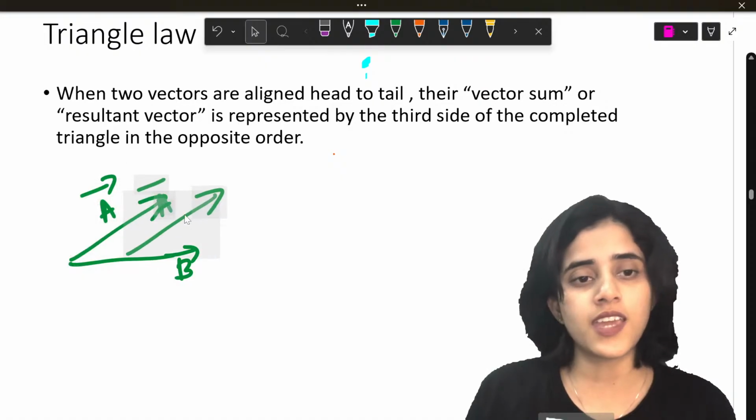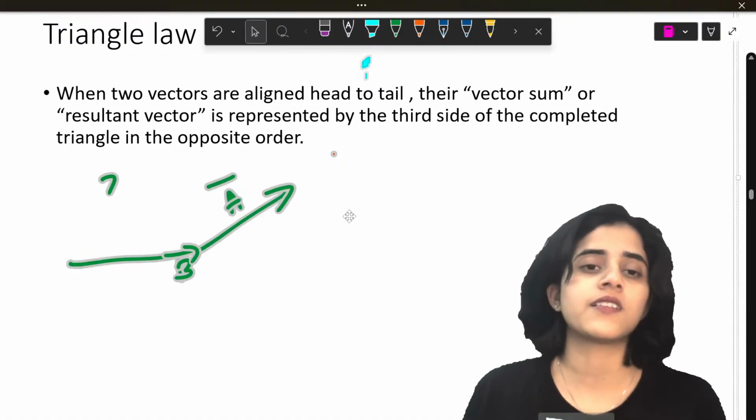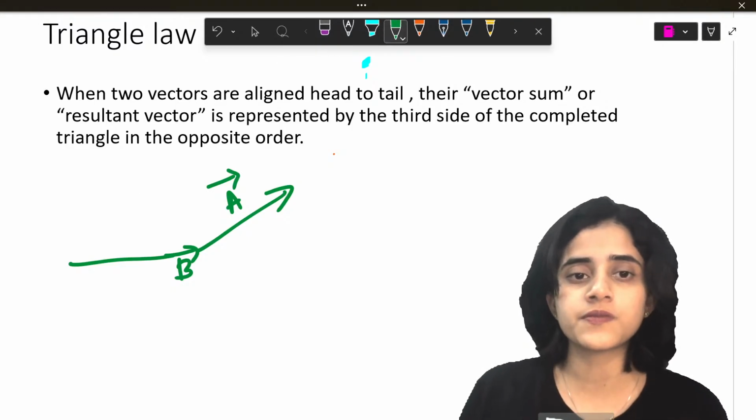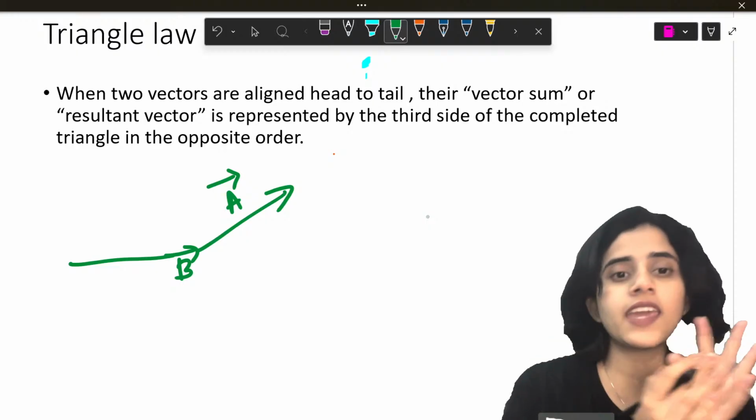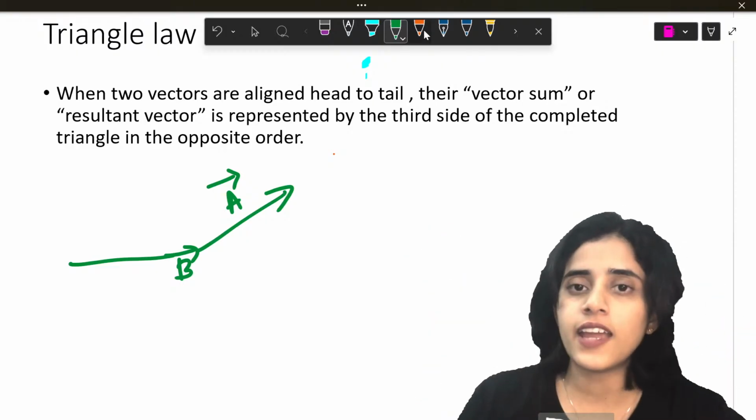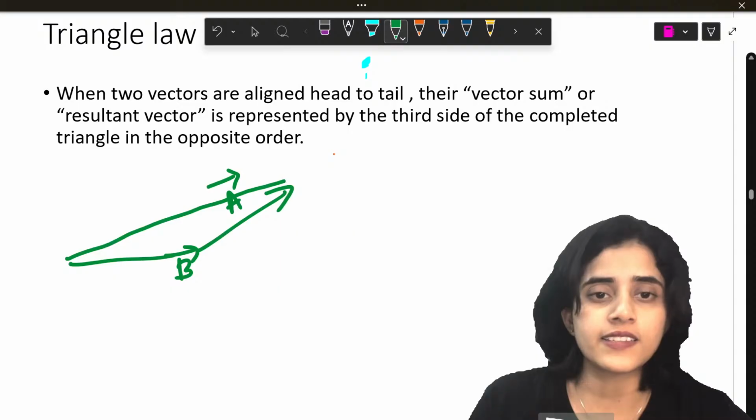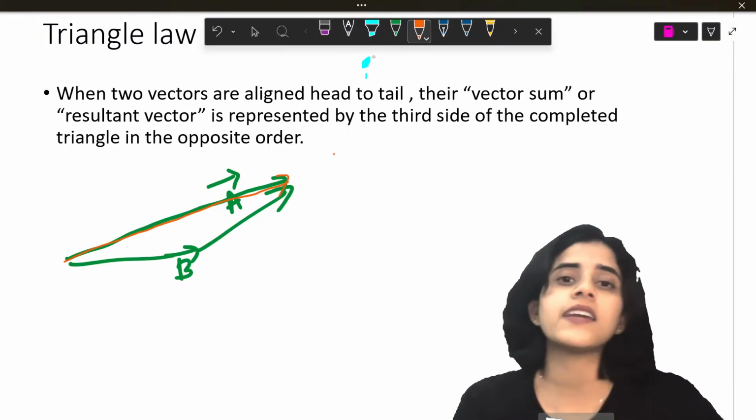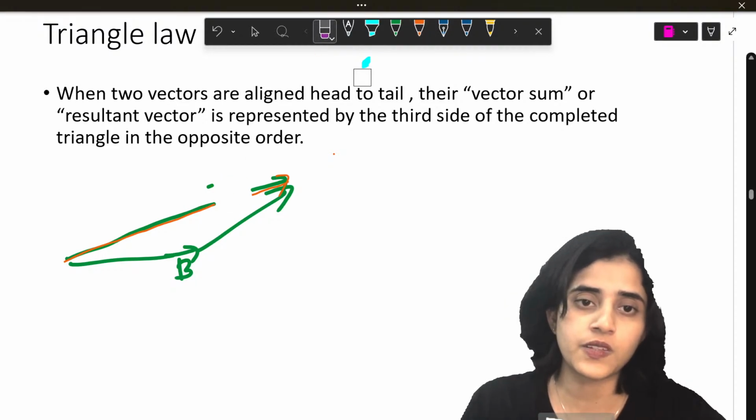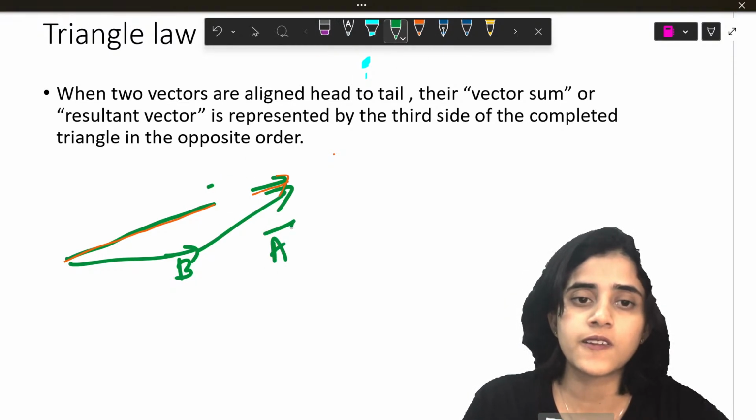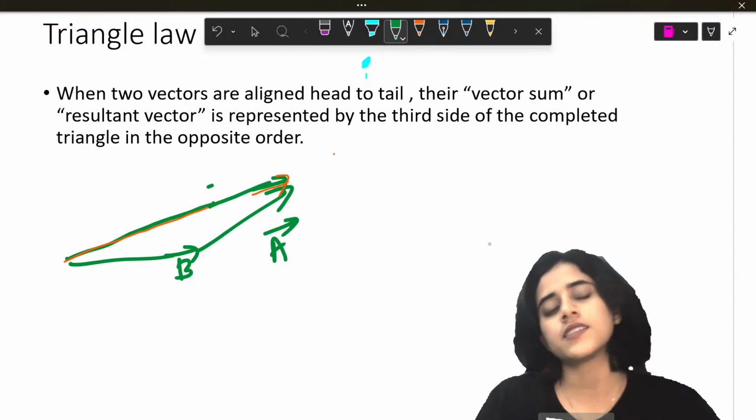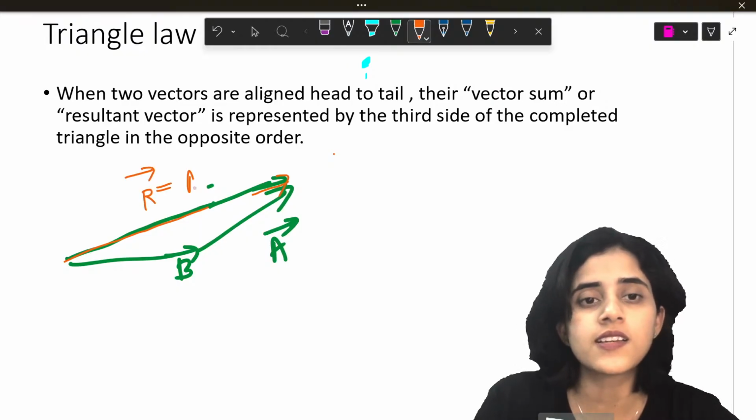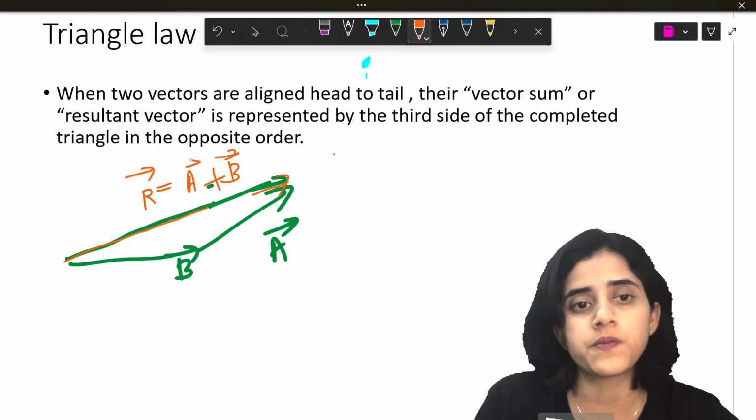Now you should take this A, put it here. I took that A and I put it here. So I have two vectors A and B. I will put it like this, and then I will draw a line like this. So this line is basically my resultant. Is that clear to all of you? So this line is now my resultant, which is A plus B.